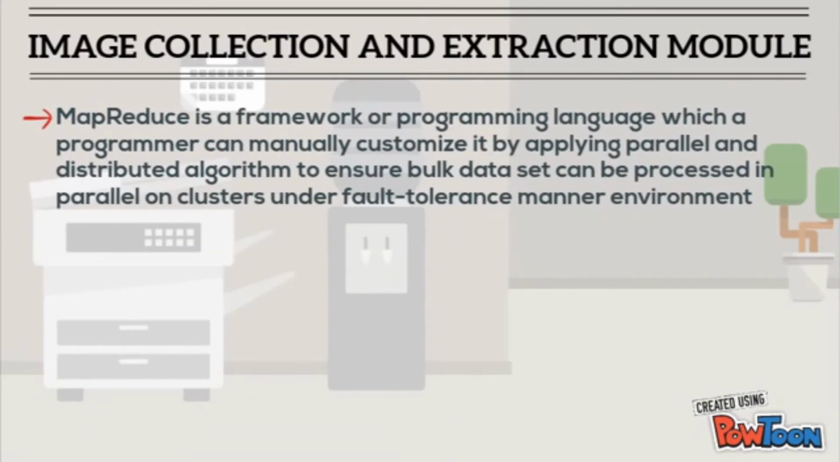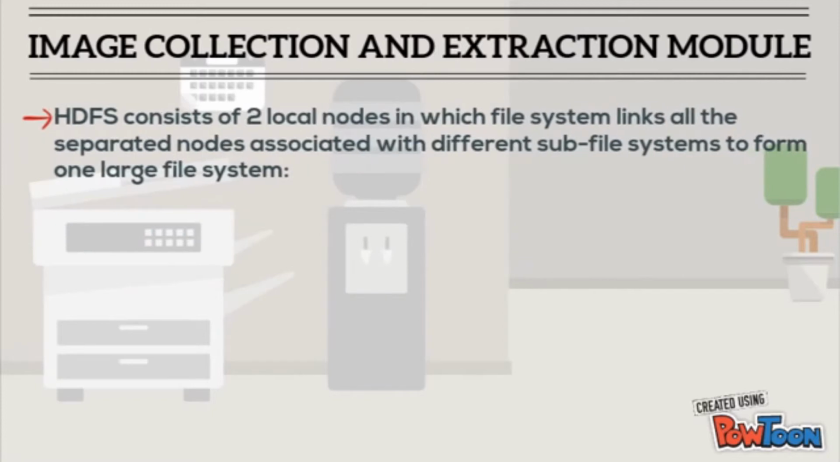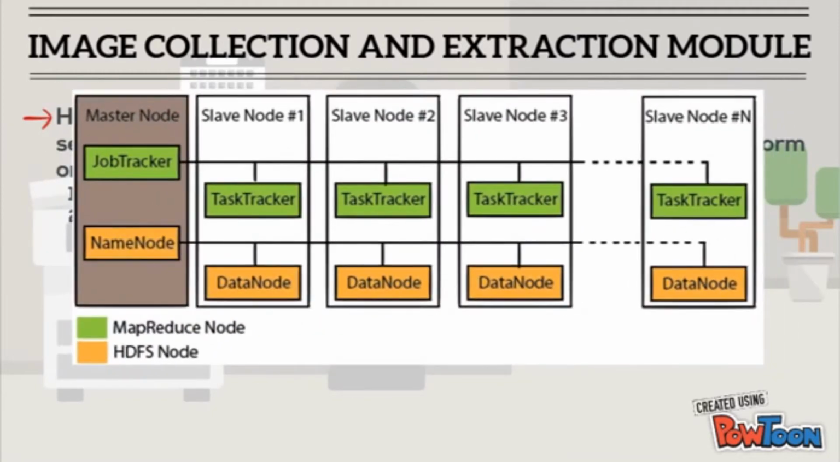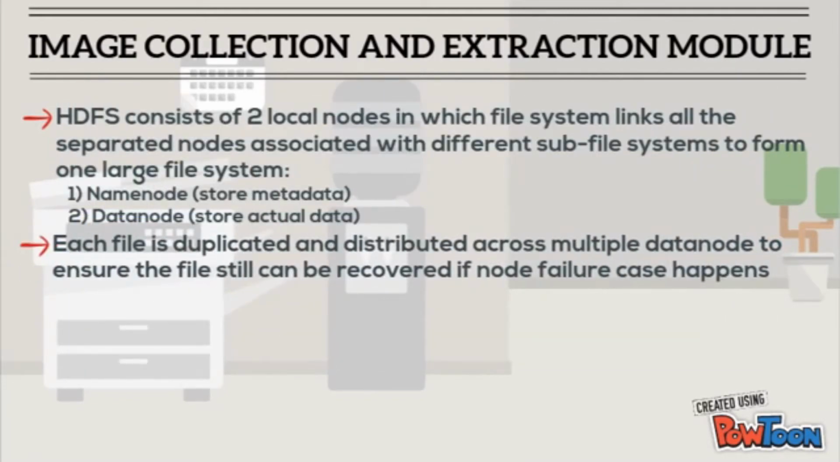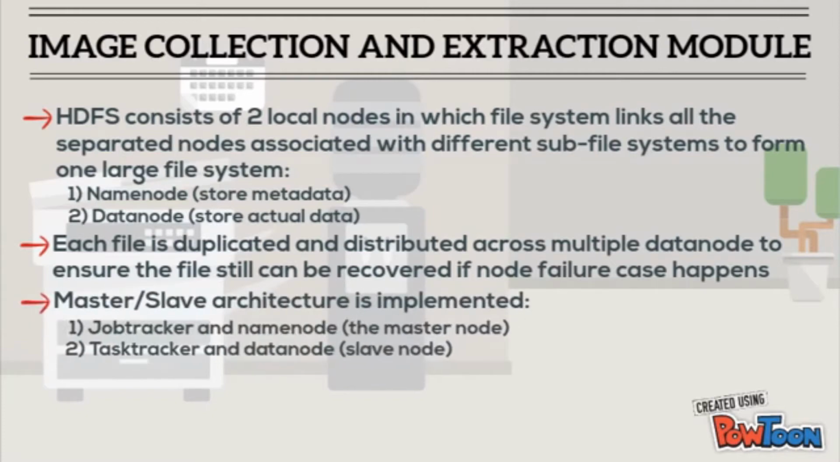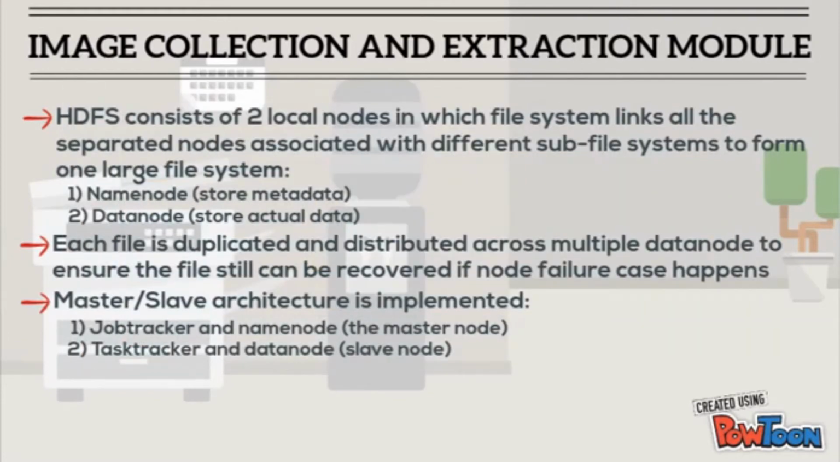MapReduce is a programming framework which a programmer can manually customize by applying parallel and distributed algorithms. It consists of two procedures: the map procedure, which works on filtering and sorting, and then the reduce procedure, which summarizes output information. The Hadoop distributed file system consists of two local nodes. The first one is the name node and the second one is the data node. Each file is duplicated and distributed across multiple data nodes to ensure the file can still be recovered if node failure happens. Under this mechanism, a master-slave architecture is implemented. Job tracker and name node are the master node, and task tracker and data node are the slave node.